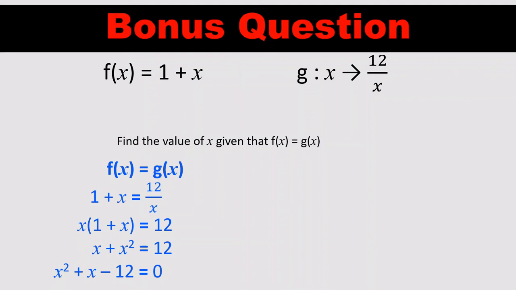Now this quadratic ends up being fairly simple because I know we can factorize it. The alternative is to use the formula, but I always recommend factorizing when you can. Can you think of two numbers that multiply to make negative 12, but add to make positive 1? I can. Positive 4 and negative 3.